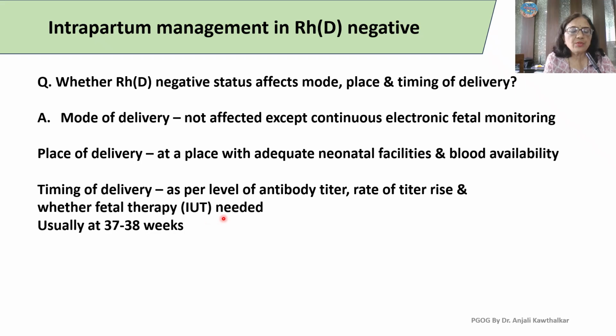When intrauterine transfusion is given, usually the pregnancy is terminated after 1 to 2 weeks because there will otherwise be recurrence of fetal anemia. Usually the termination is indicated at 37 to 38 weeks. In severely affected pregnancies, depending on the titer and the need of intrauterine blood transfusion therapy, we have to decide the timing of termination. In a low risk Rh negative pregnancy, usually termination is indicated at 37 to 38 weeks of pregnancy.